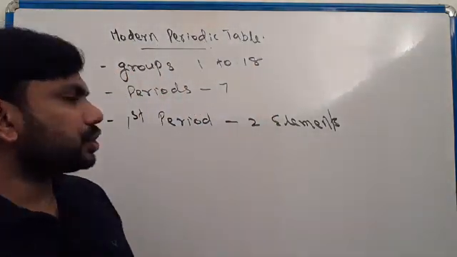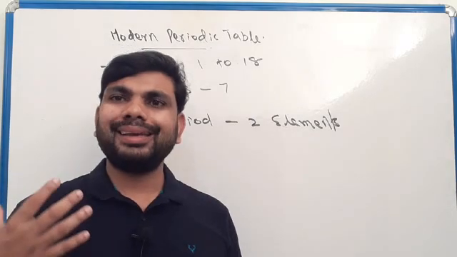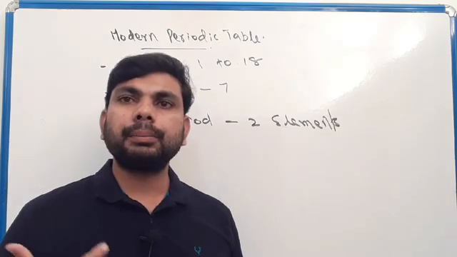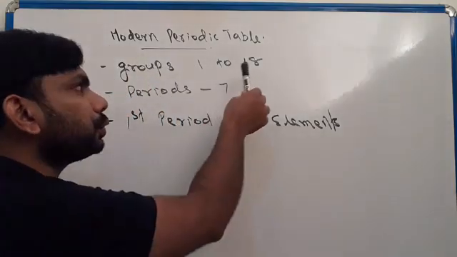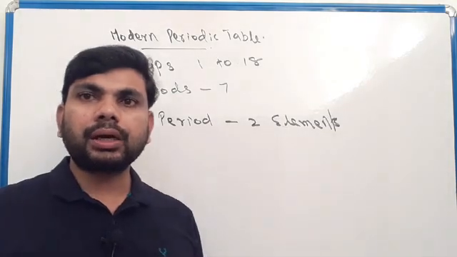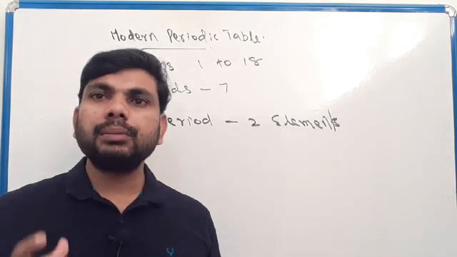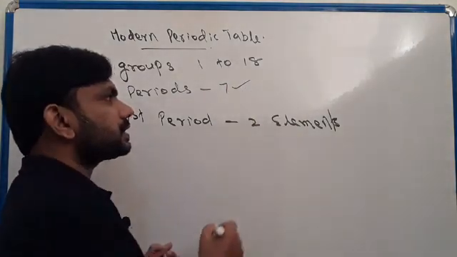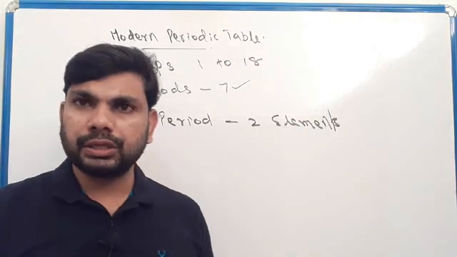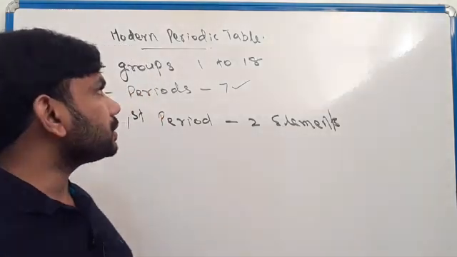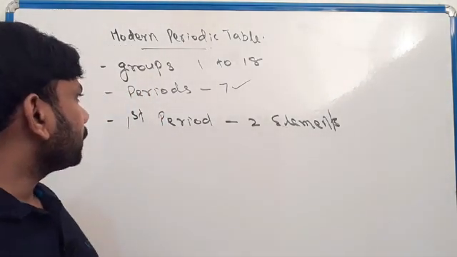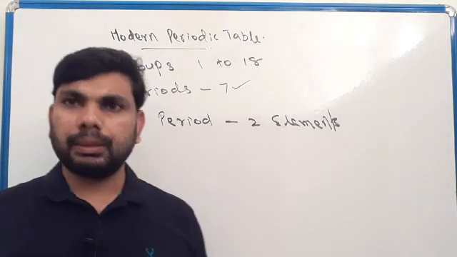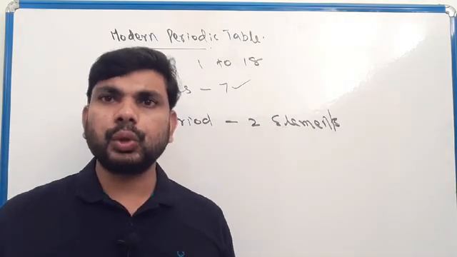So in the last part of this video we have to discuss that in the modern periodic table you can see 18 groups, group 1 to group 18. There are 18 groups in the modern periodic table. Also there are 7 periods in the modern periodic table. 7 periods and 18 groups. In the first period there are two elements.